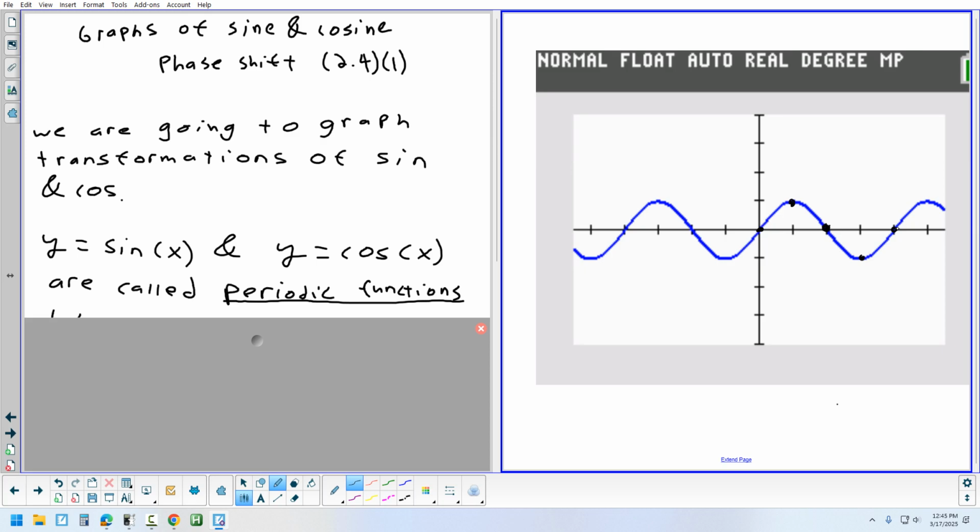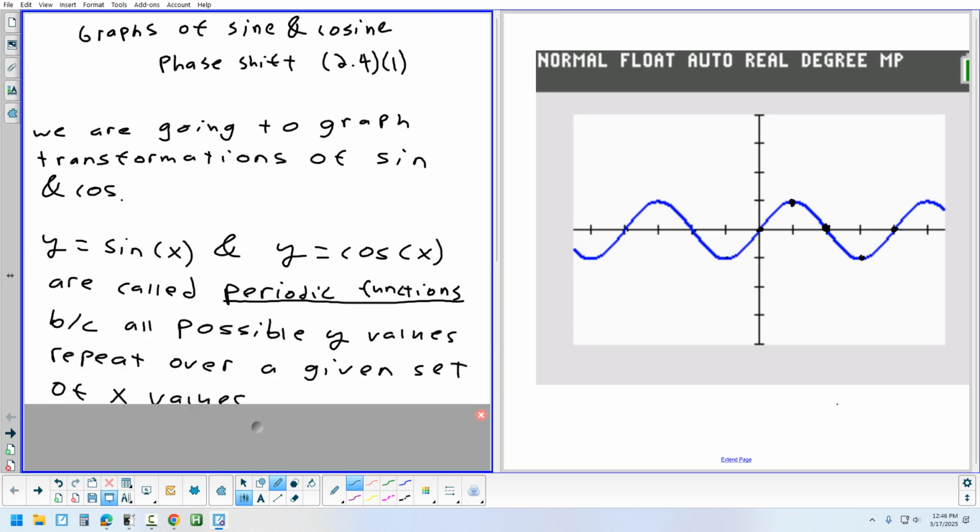Okay. So these 5 values that I just said, 0, 1, 0, negative 1, 0. Then 1, 0, negative 1, 0, and again 1, 0, negative 1, 0. That pattern of 1, 0, negative 1, 0, it keeps repeating forever. So all those y values will keep repeating. That's what makes it periodic.